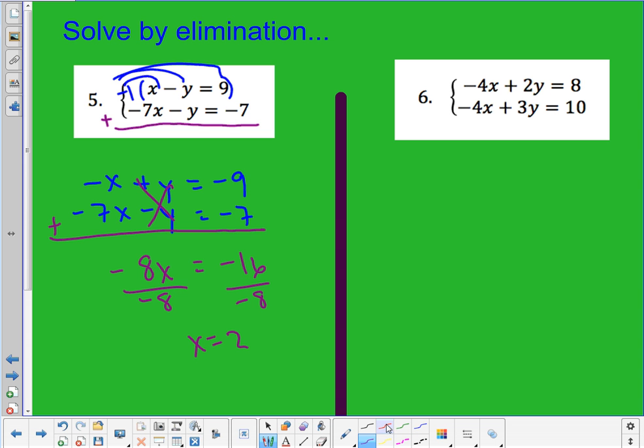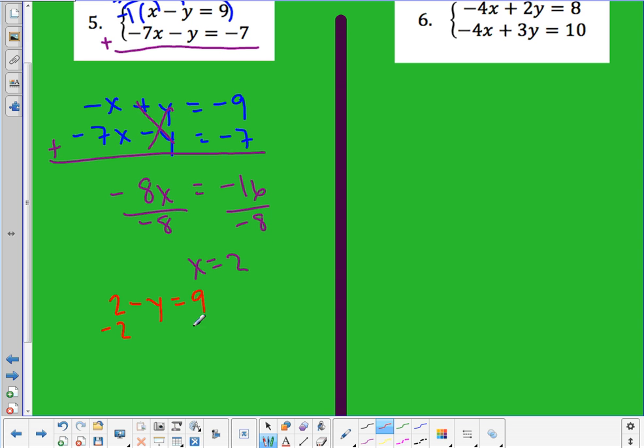I can plug that 2 back into either one of the equations. If I use the original top one, I'd have 2 minus y equals 9. Subtract the 2 there, negative y is equal to 7, and divide by the negative 1, and I get y is equal to negative 7. So the solution that I get here is 2 comma negative 7.